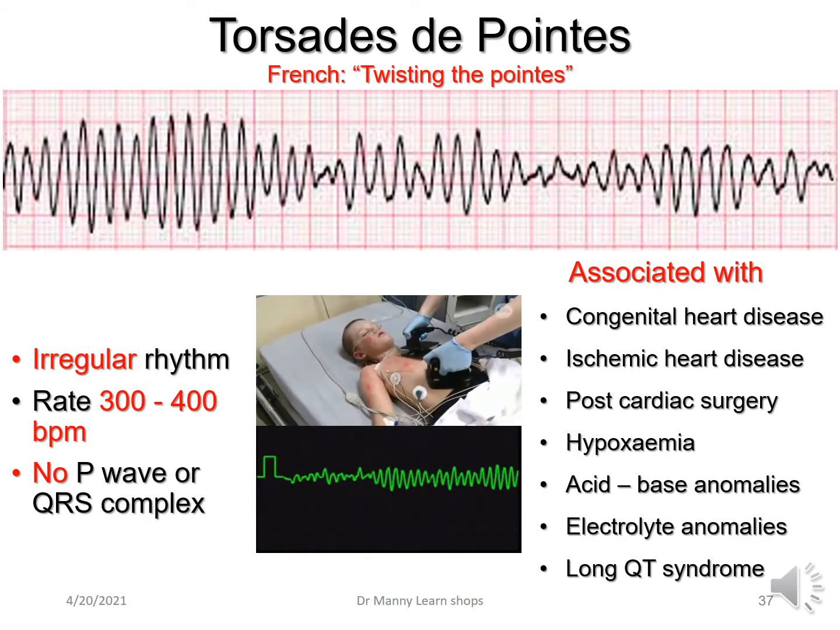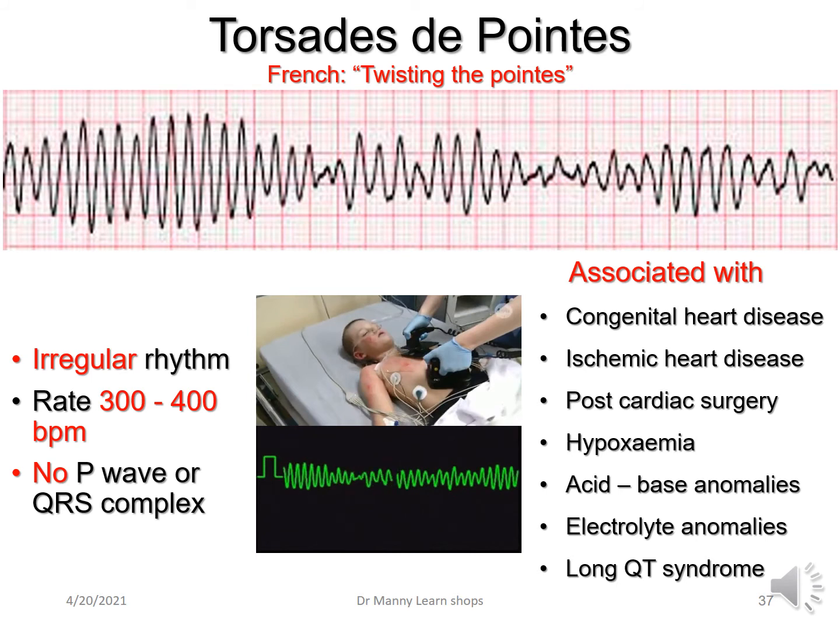Then you've got torsades de pointes, and this is just a fancy term which comes from the French. And the French, very dramatic, this is twisting of the points. That's what it means. Torsades, twisting, the points. So it basically means that the complex is negative and positive. And this is a very irregular rhythm. The rate is typically between 300 and 400 beats per minute. There's no visible P wave, and there's no real visible QRS complex.